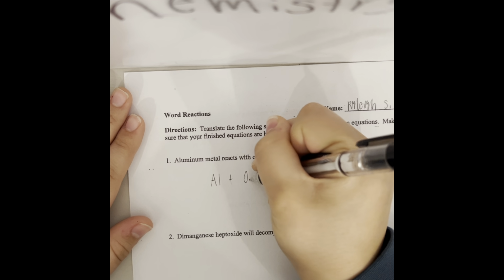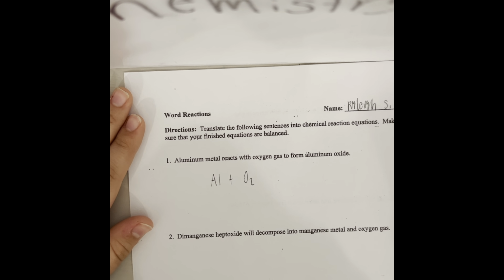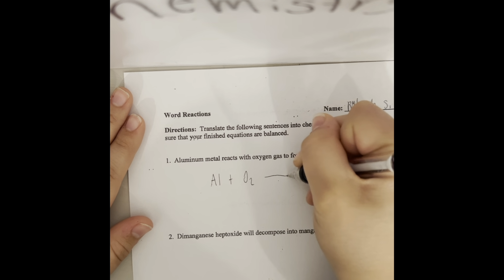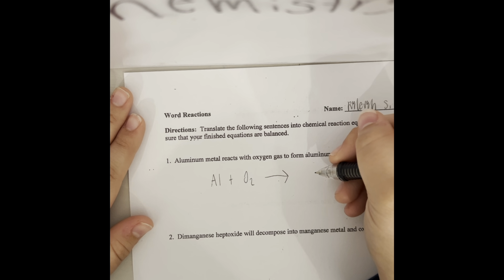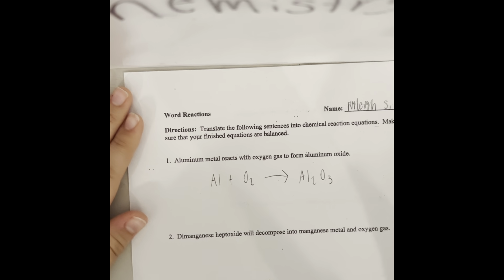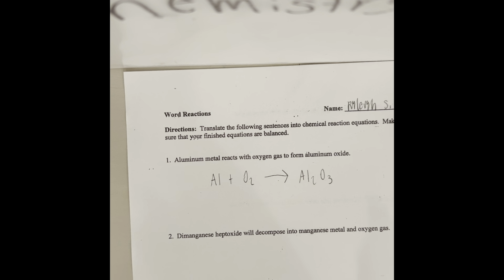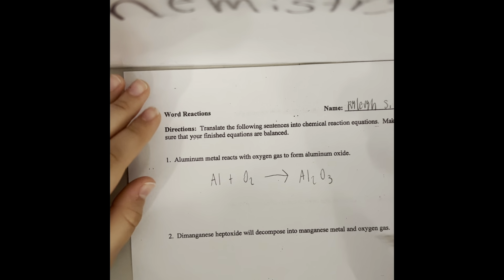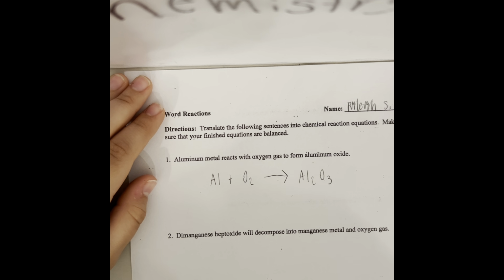And then O2 because it's aluminum metal reacting with oxygen gas to form aluminum oxide, which is just Al plus O2. And put your little arrow. And then that is going to get you to Al2O3. And the only reason I know that is because when I look at my ionic periodic table, the thing with all the charges on it, it tells you the charge of aluminum, which is 3, and the charge of oxygen, which is 2.